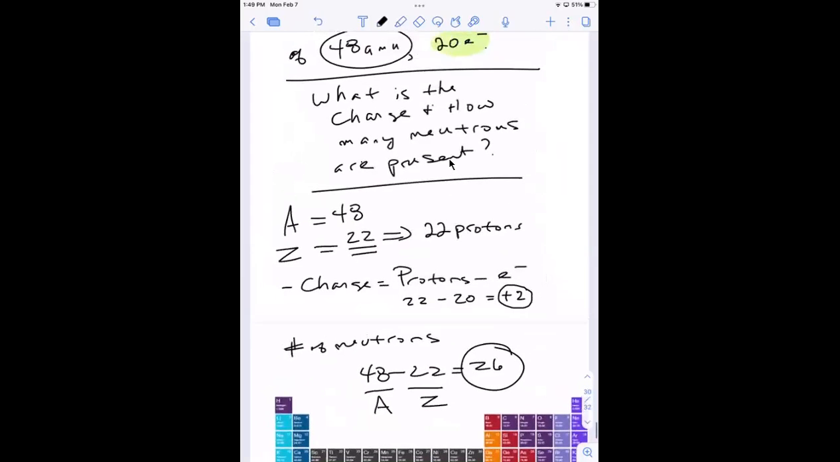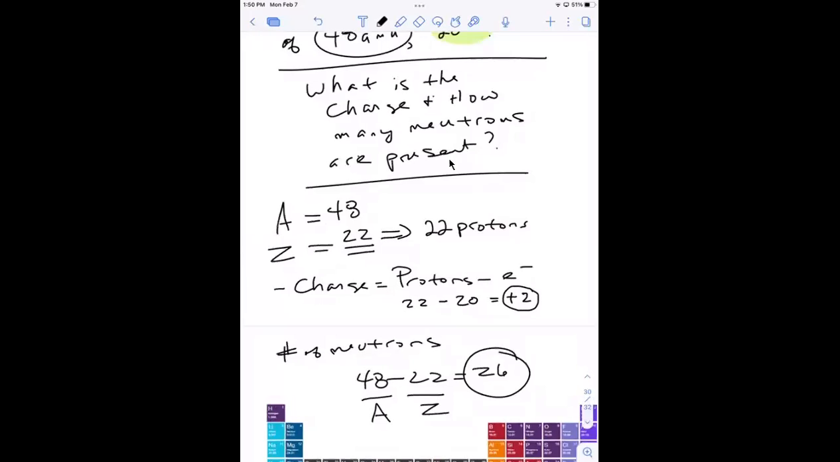But I want to go back to the other part to make sure we understand that. If we know the number of protons and the number of electrons for any atom, we can determine whether it's neutral, or an ion, cation, or anion. If it's neutral, the protons and electrons should be equal. If it's negative, there are going to be more electrons than protons. If it's positive, there are going to be fewer electrons than protons. Does that make sense?